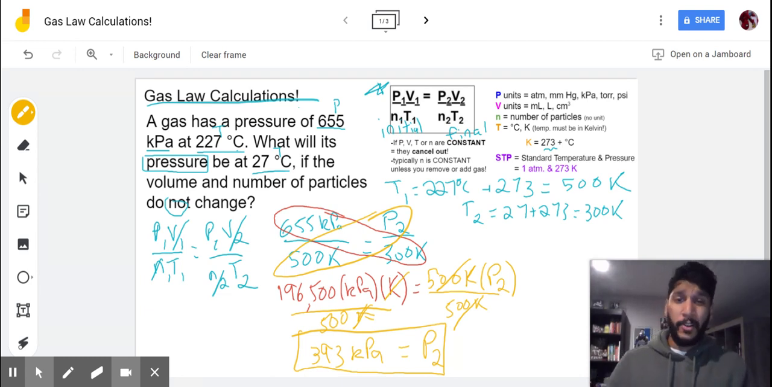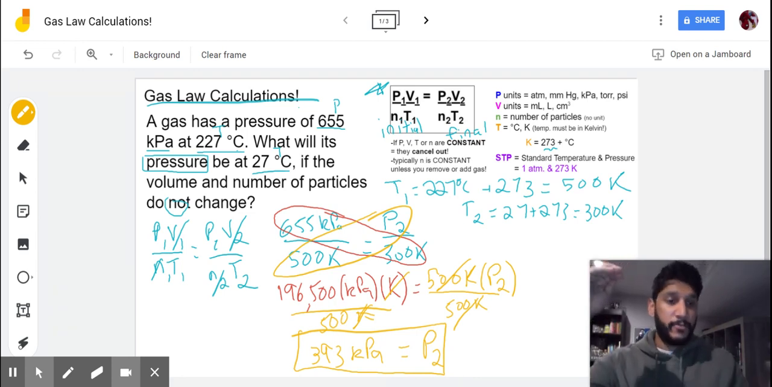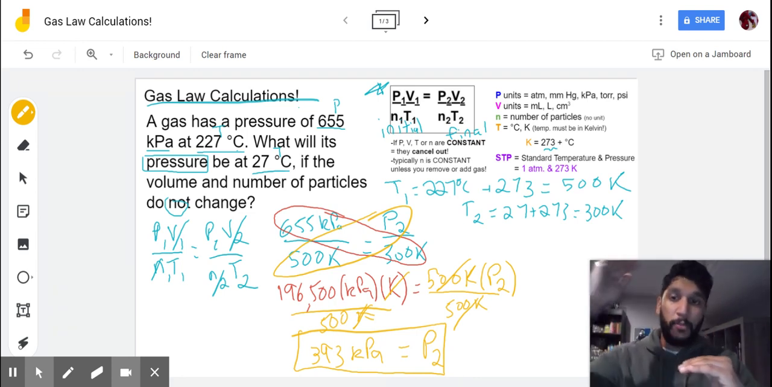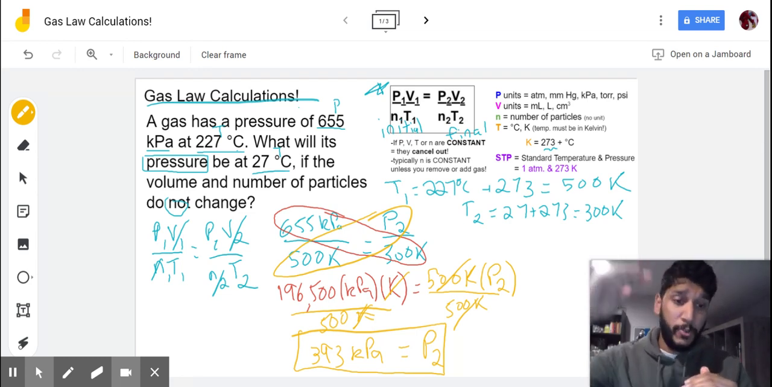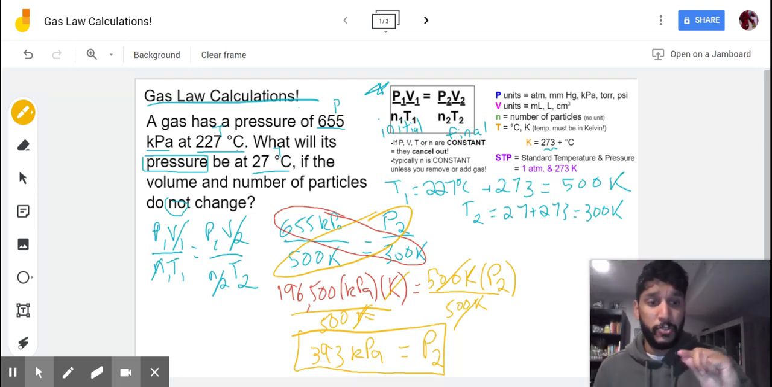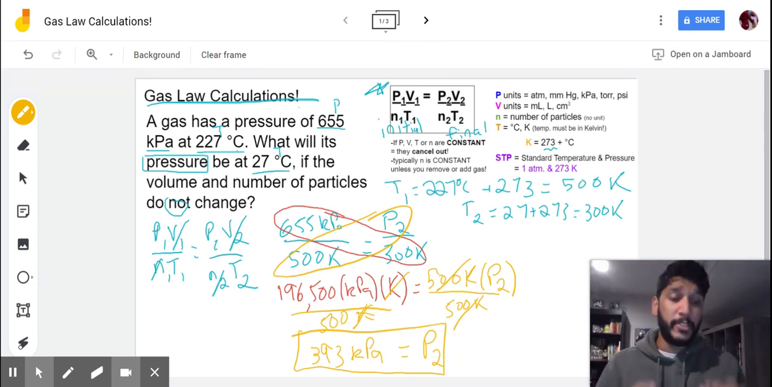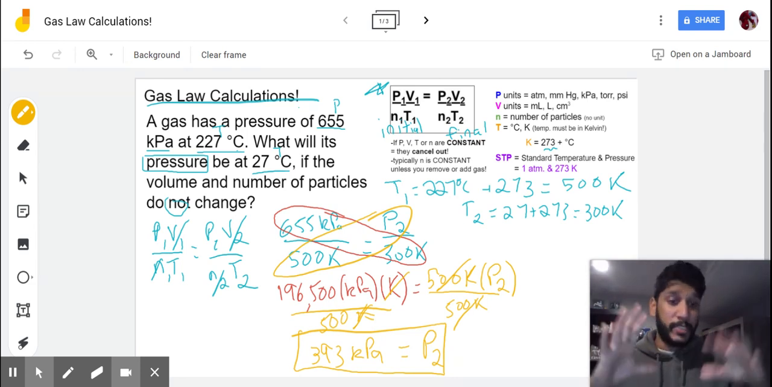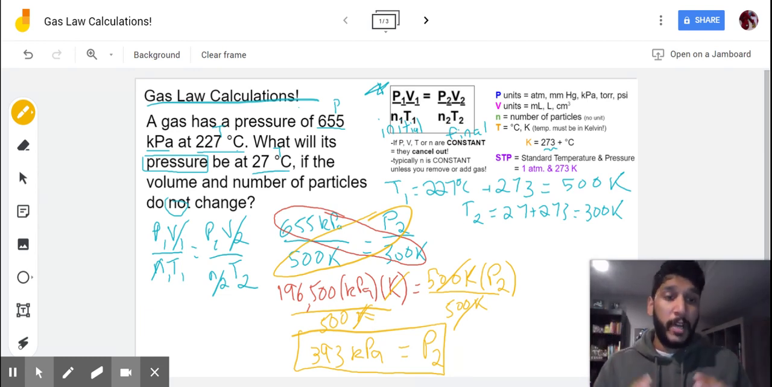Does that make sense? Our initial temperature was 227 degrees Celsius, so that's super hot, and it cooled down to 27 degrees Celsius. As something cools down, we know that particle speeds start to slow down. So if the speed is slowing down, they're not hitting the sides as much. Since it's not hitting the sides of the container as much, it's going to exert a smaller, lower pressure. So that answer makes sense. That's why our pressure dropped from 655 kPa to 393.